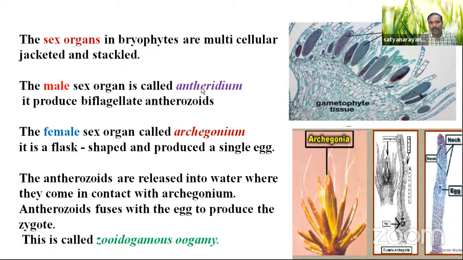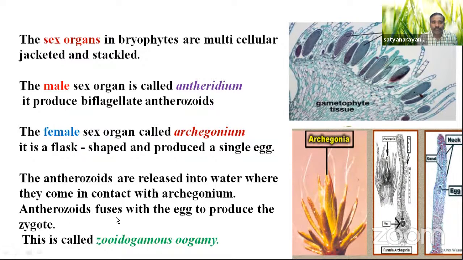The male sex organs are called antheridium. Within the antheridium, many antherozoids are produced, and the antherozoids have flagella. Two flagella are present, so biflagellated antherozoids are produced. The antherozoids are released into the water. With the help of the water, the antherozoids reach the egg. So for their reproduction, they compulsorily require water.